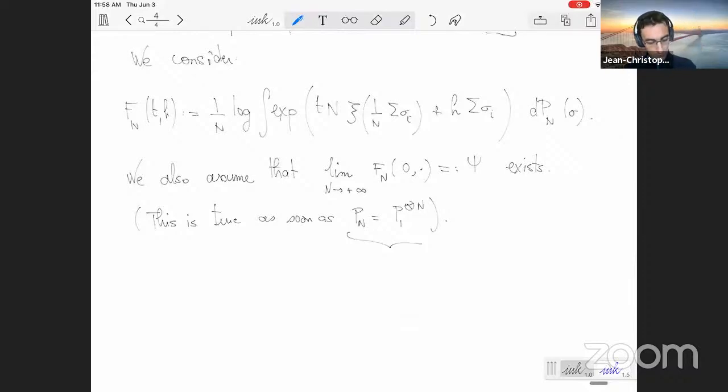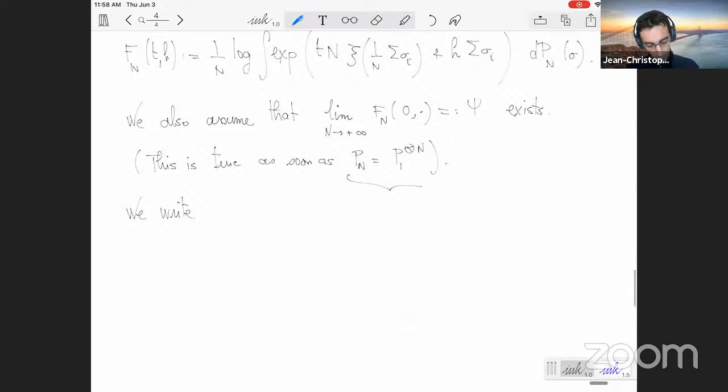Okay, and let me continue with the notation. So I remind you that we write this angular bracket to denote the expectation with respect to the Gibbs measure associated with this energy. So you know that this is what I use as a replacement for this whole thing.